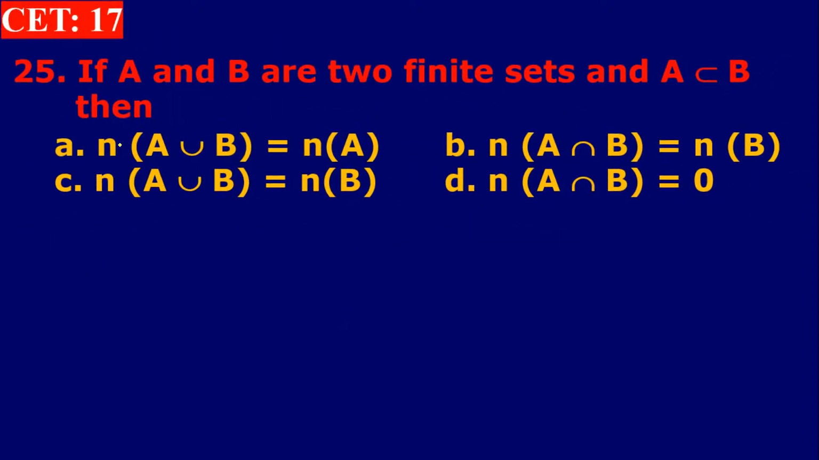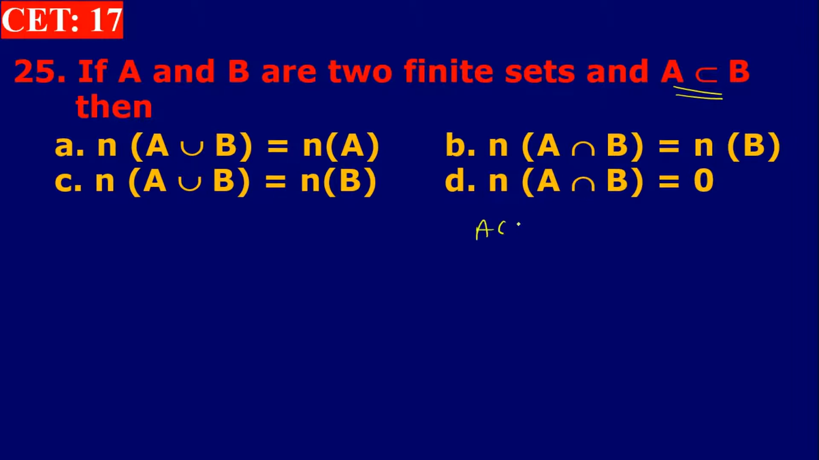So next we discuss question number 25, which is from CET 2017. If A and B are two finite sets with A a subset of B, which of the following is correct? Whether n(A ∪ B) = n(A), or n(A ∩ B) = n(B), or n(A ∪ B) = n(B), or n(A ∩ B) = 0.